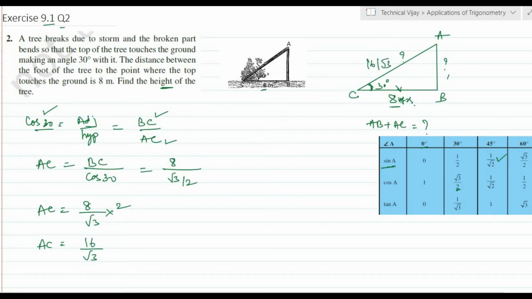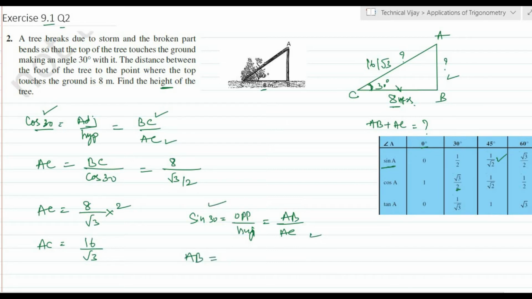So we have to find out this AB value also. For AB, we can take opposite by adjacent, or opposite by hypotenuse. So we will take sin of 30. Sin of 30 is equal to opposite divided by hypotenuse. Here the opposite is AB, and the hypotenuse is AC. So we will substitute AC and sin 30 so that we can find out AB.